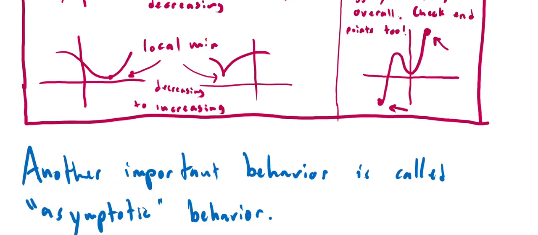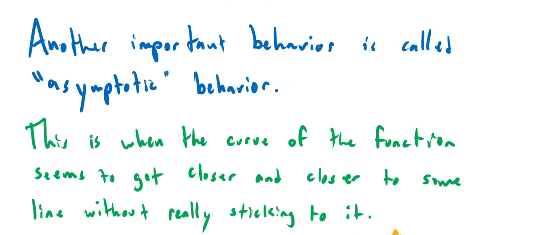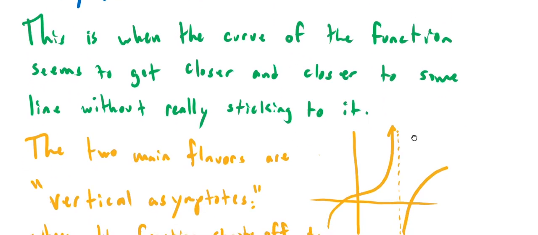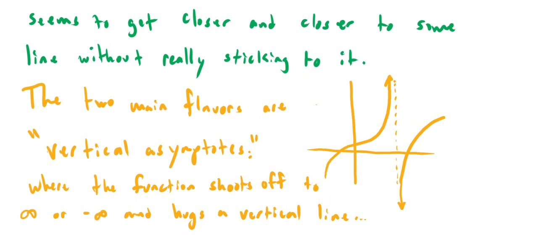Another important kind of behavior is called asymptotic behavior. So asymptotic behavior is when the curve of the function gets closer and closer to some line, without ever really sticking to and becoming that line. It just gets really, really close to it, arbitrarily close, as the curve proceeds. There's two main flavors of this.